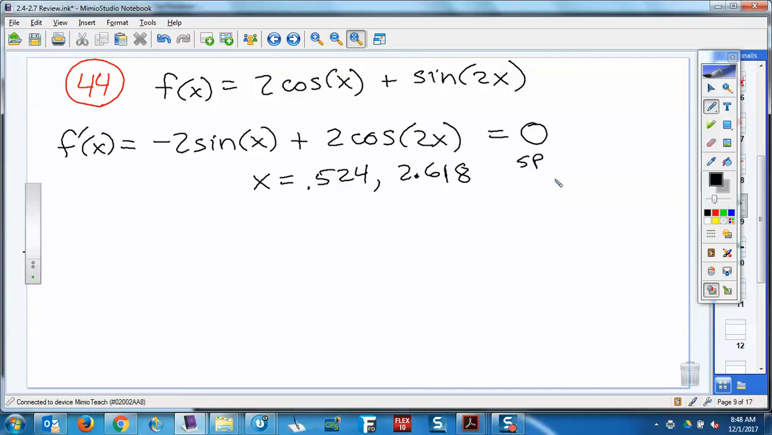Okay, so that was question A. Are there stationary points? Where? Okay, those. Where in the interval is f decreasing? So now I need a number line. I've got f prime, so I put 0.524 and 2.618. And then I need some other numbers, so 0 would be good. 1 would be good. 3 would be good.